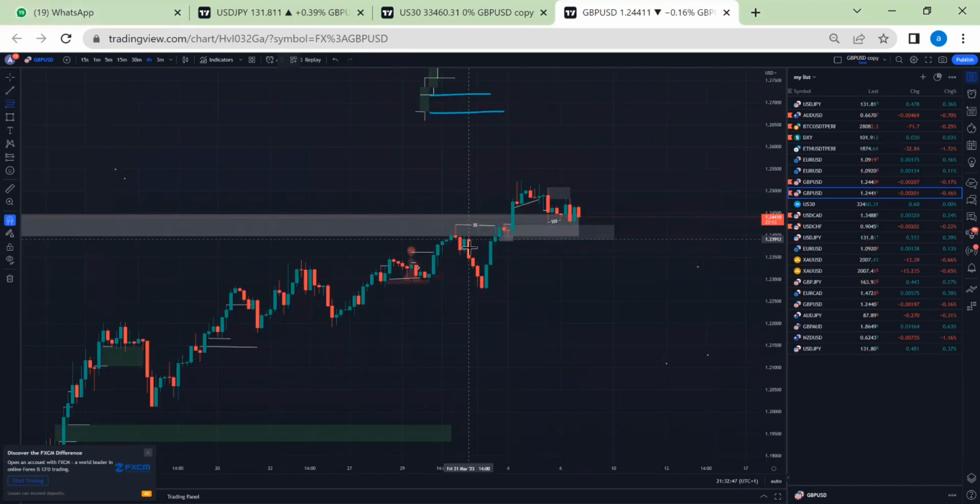If you look, we have another imbalance here. We have another imbalance here from here to here. So this place is still open for price to come back and fill up. This place is still open for price to come back. So we expect price sooner or later in the future to come into this place so that it can bring presence of sellers there, okay?